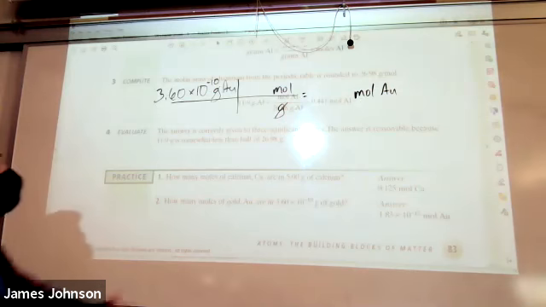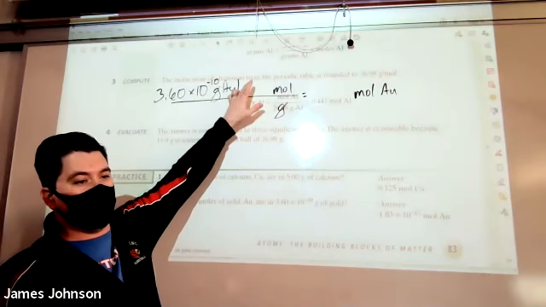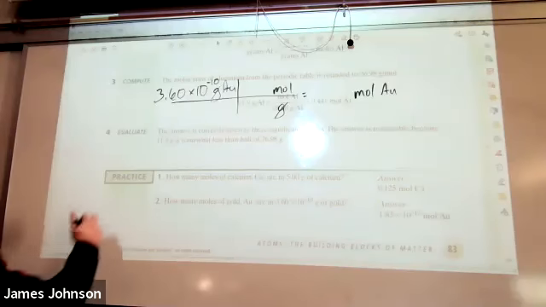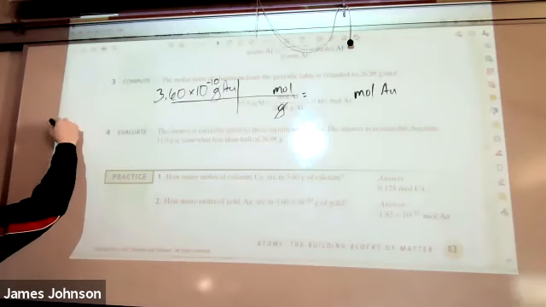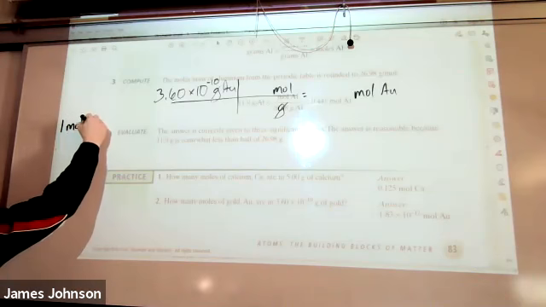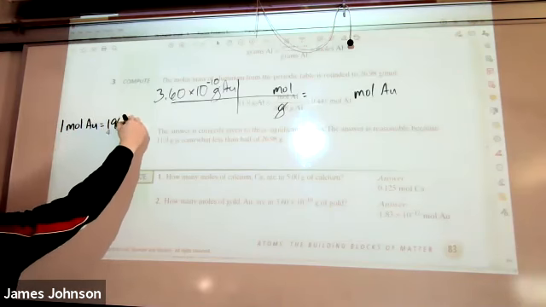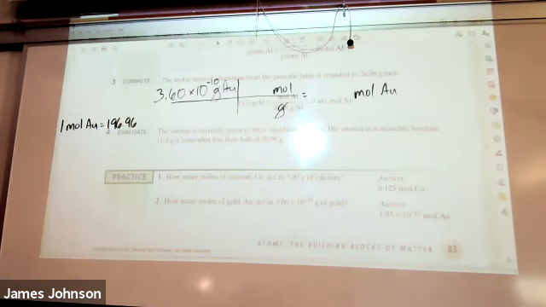So the question is, what do I use for the molar mass here? Well, look at the periodic table. And I see 196.96. Is that what I said? Mm-hmm. Nice.